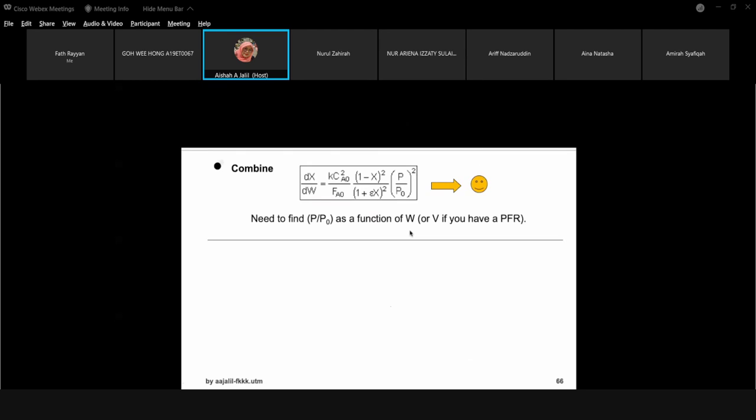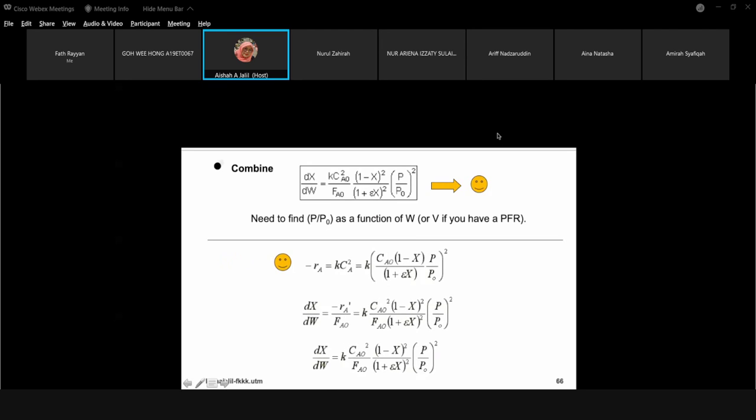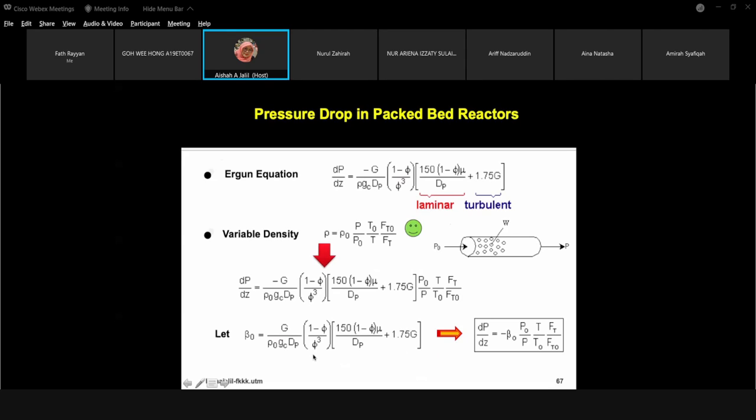This is about the pressure drop. This one, from where? From this one. Pressure drop, actually from where? Pressure drop in packed bed reactors. There is an equation, what we call the Ergun equation.